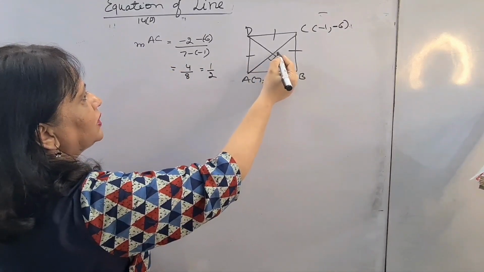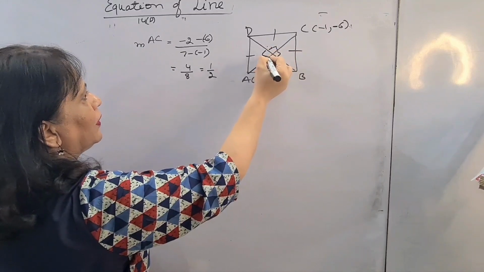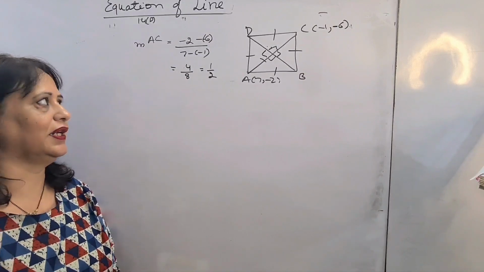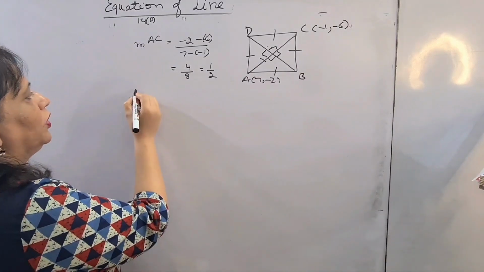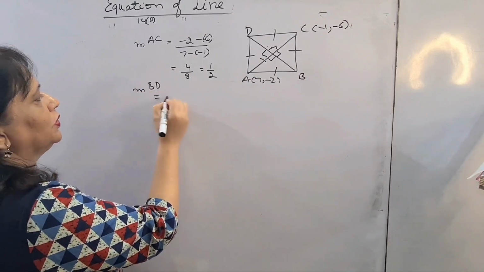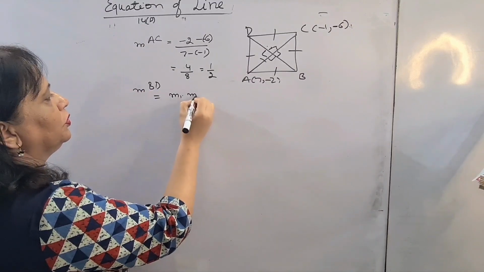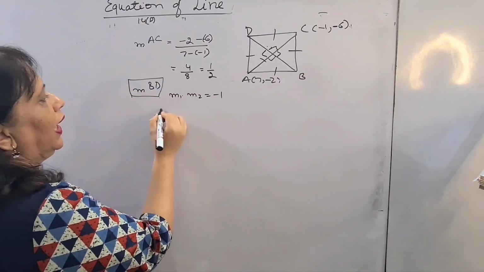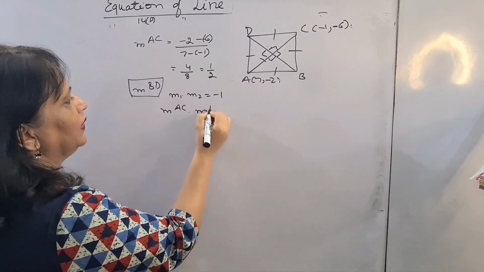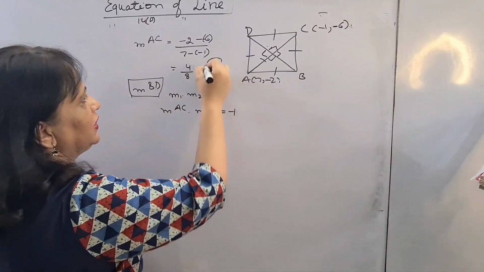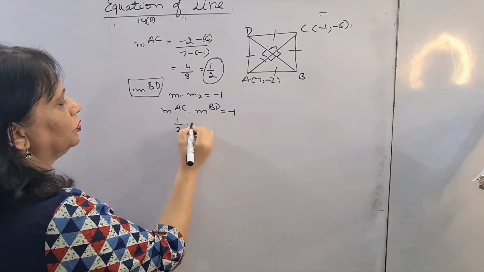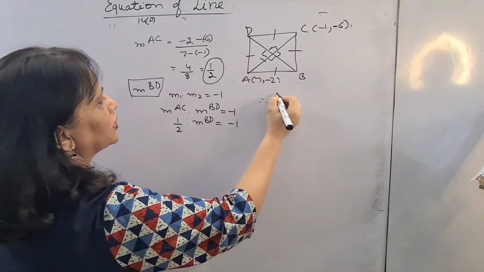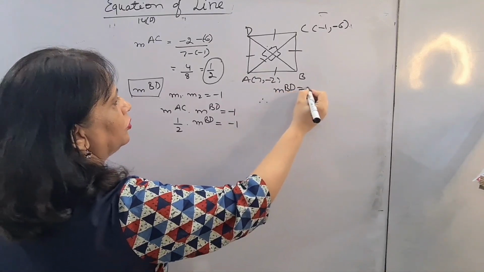Now, because it is a square, you know that diagonals are perpendicular to each other, because diagonals of a square bisect each other at 90 degrees. So what will be the slope of BD? The condition of perpendicularity: m1 into m2 is equal to minus 1. M_AC into M_BD is equal to minus 1. M_AC you have already found, 1 upon 2 into M_BD is minus 1. Therefore, the slope of diagonal BD is equal to minus 2.